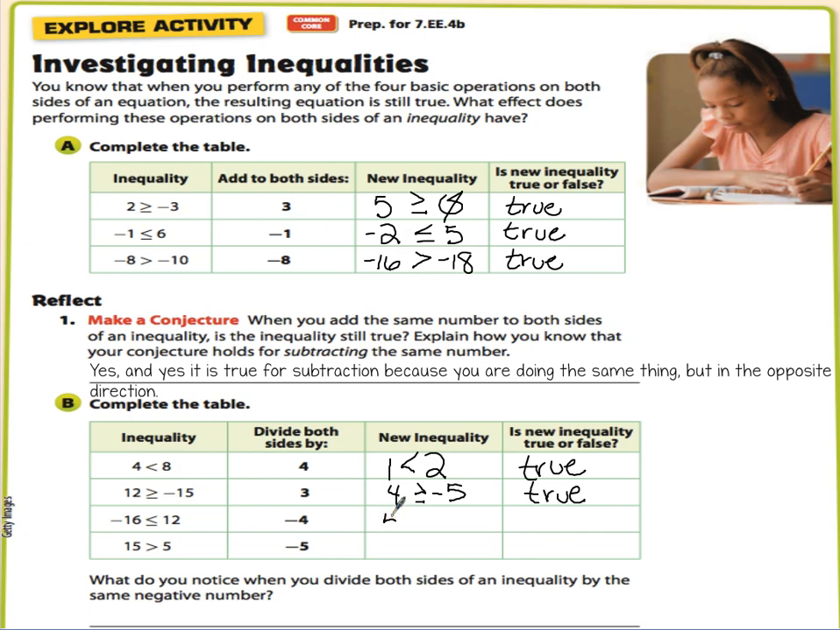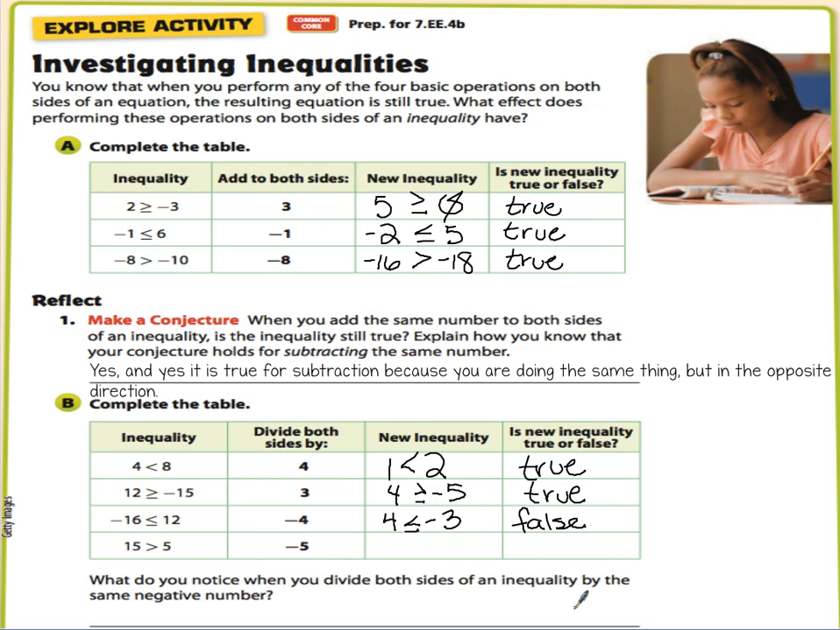Well, that gives me a positive 4. And that is supposed to be less than or equal to 12 divided by negative 4, which is negative 3. Is 4 less than or equal to negative 3? Well, at this point, you should be going, hold on, Katie, this doesn't work. You're right, this is false.